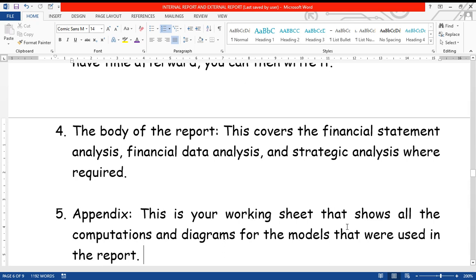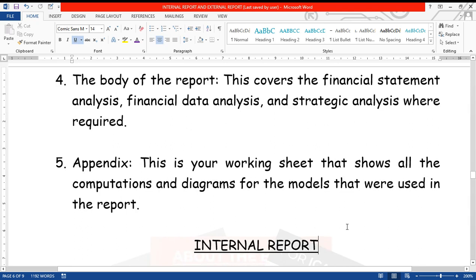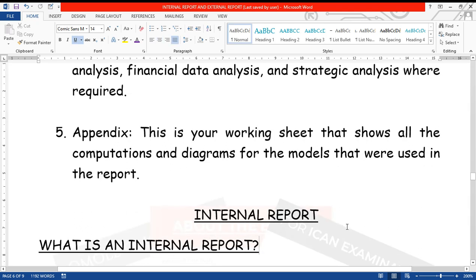Then you also consider ethical considerations. Then you have your appendix. This is like a working sheet at the back. You understand, all the computations, diagrams of the models, your calculations, your NPV, your payback period, your contribution analysis, whatever methodologies you used, you cover in this appendix. So that's just the structure of an external report.